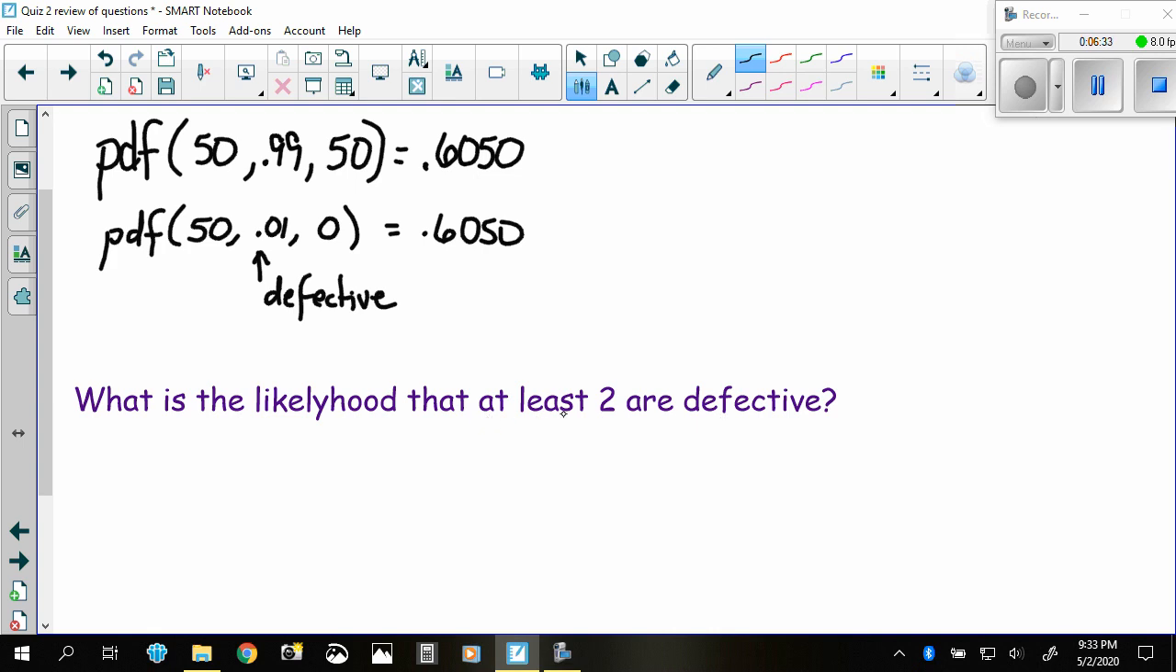Okay. So with that in mind, the likelihood that at least 2 are defective. If at least 2 are defective, that means 2 or more are defective. So since we're going with the defective here, we're going to use the 0.01 probability. And 2 or more means 2 all the way up to 50. So that means that 0 and 1 are the only 2 possibilities of not being defective. So we're going to do a 1 minus here.